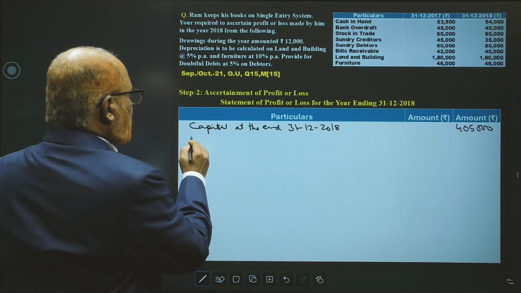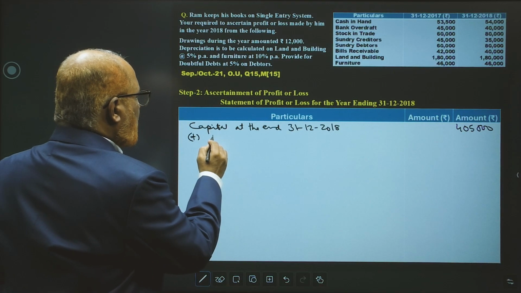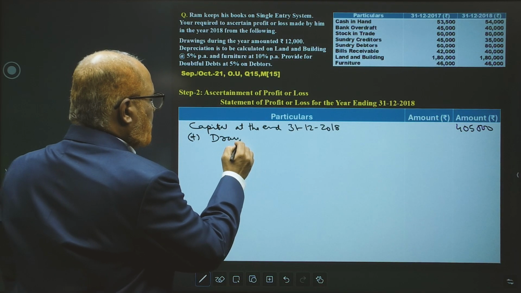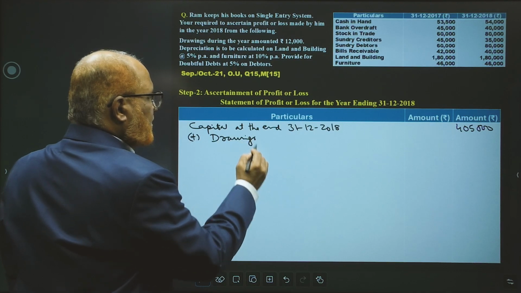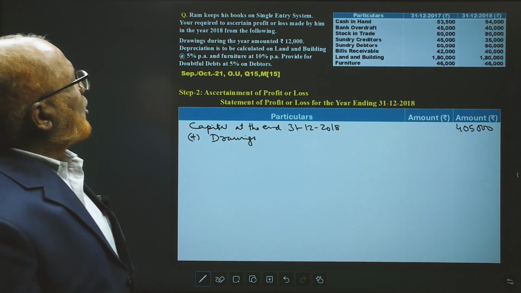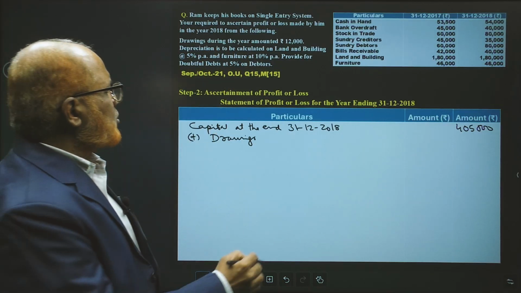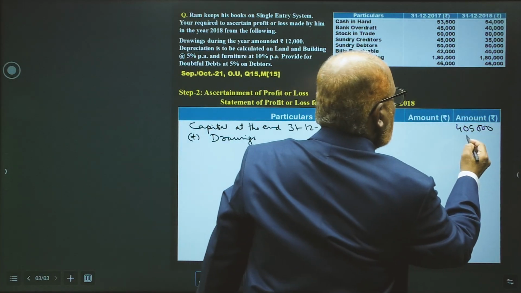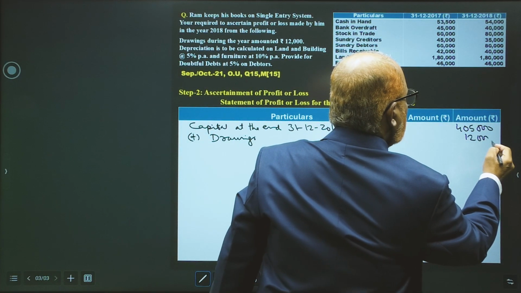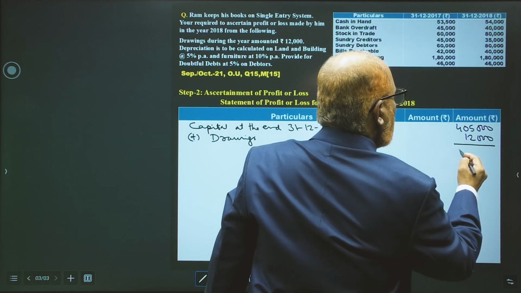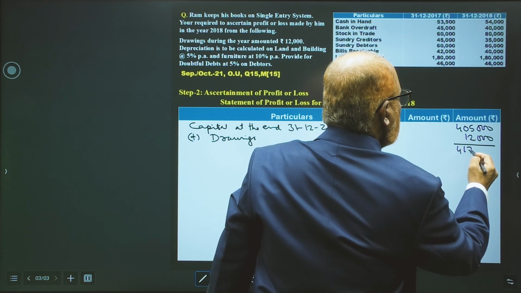To this capital, we have to add drawings. Like every problem, capital at the end, add drawings. How much are the drawings? Here in the problem, drawings during the year amounted to 12,000. So I am adding 12,000. So it is 4,17,000.